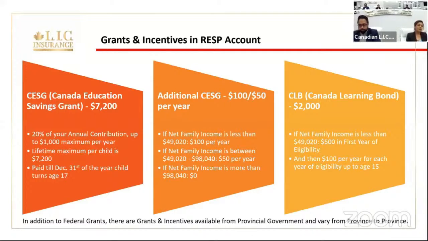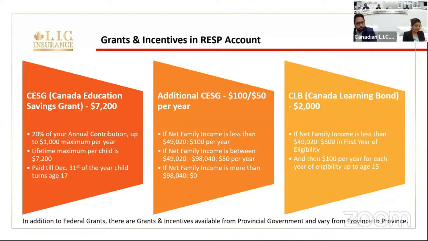If we are talking about the grants, there are three types of grants. One is the CESG, the Canada Education Savings Grant, which is the basic grant regardless of parents' income. Every child qualifies for that. Whatever the parents are putting in, they get 20% of that, but definitely there is a cap on how much you can contribute annually.